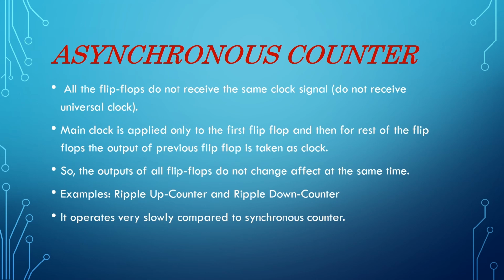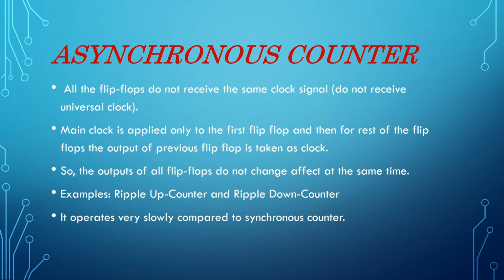All the flip-flops do not receive the same clock signal, and the main clock is applied only to the first flip-flop, and then for the rest of the flip-flops, the output of the previous flip-flop is taken as the clock. This point I have discussed before, so please read it carefully. The main clock is applied only to the first flip-flop, and for the rest of the flip-flops, the clock signal is taken from the output of the previous flip-flops, so that the outputs of the flip-flops do not change at the same time.